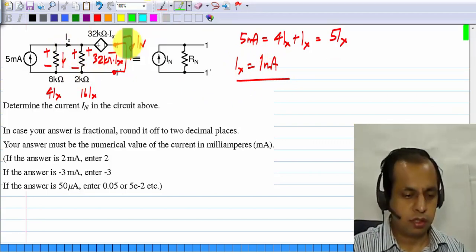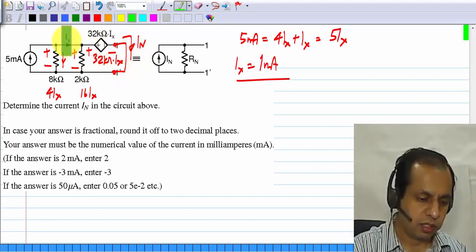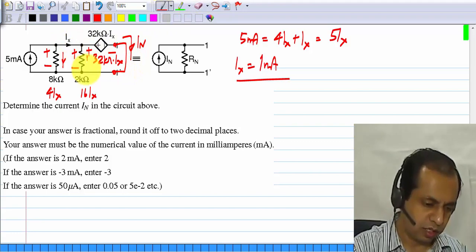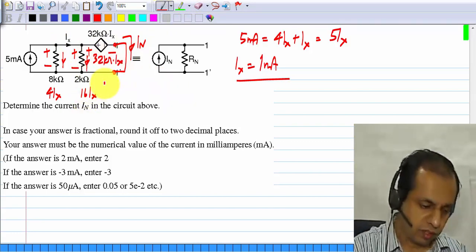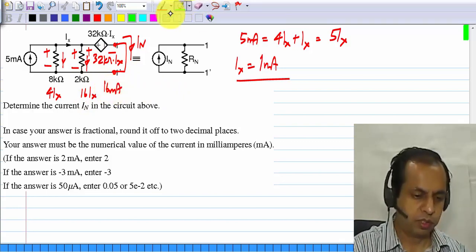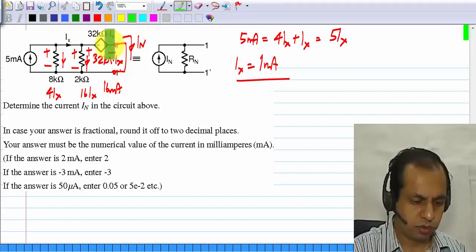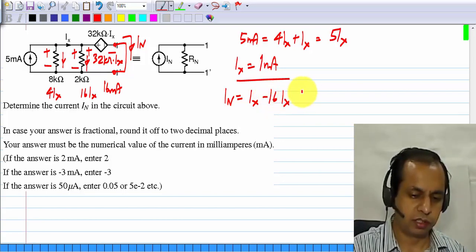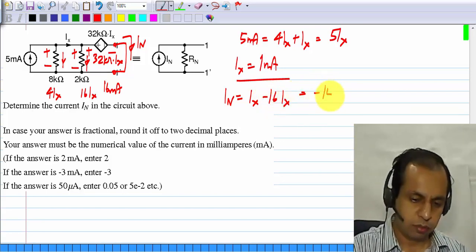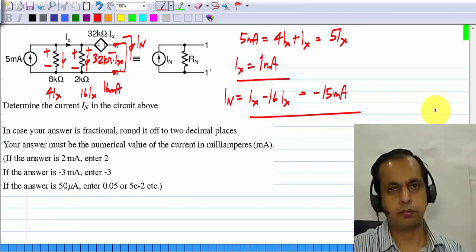Okay, so that we know. Now we have to find the current that is flowing there, and that is equal to Ix minus the current that flows this way. The current that flows that way is 16 Ix, or 16 milliamps. So Ix minus 16 Ix, which will turn out to be minus 15 milliamps. Okay, so that's the answer.